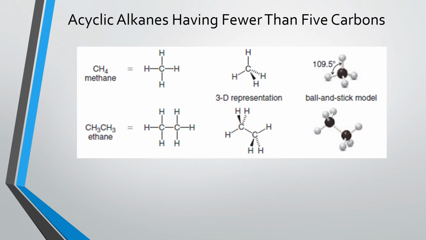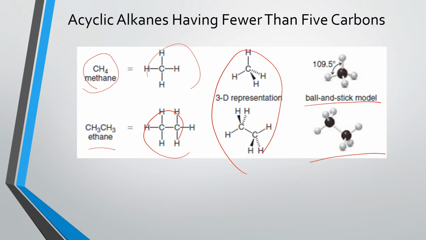Now, kilalanin na natin yung mga members ng alkane family with fewer than 5 carbons in the chain. The simplest is methane. Methane is the simplest alkane with just 1 carbon atom bonded to 4 hydrogens. And next one is ethane with 2 carbon atoms. And this is the 3D representation in the ball and stick model.